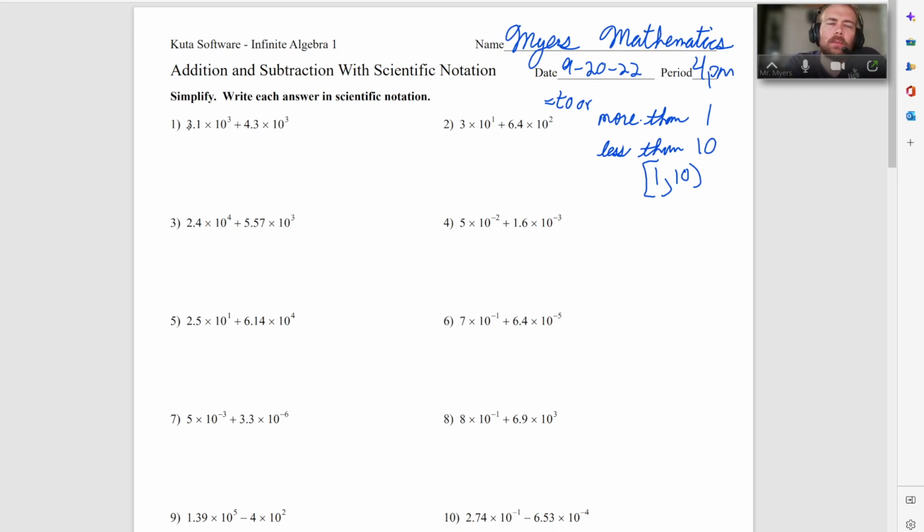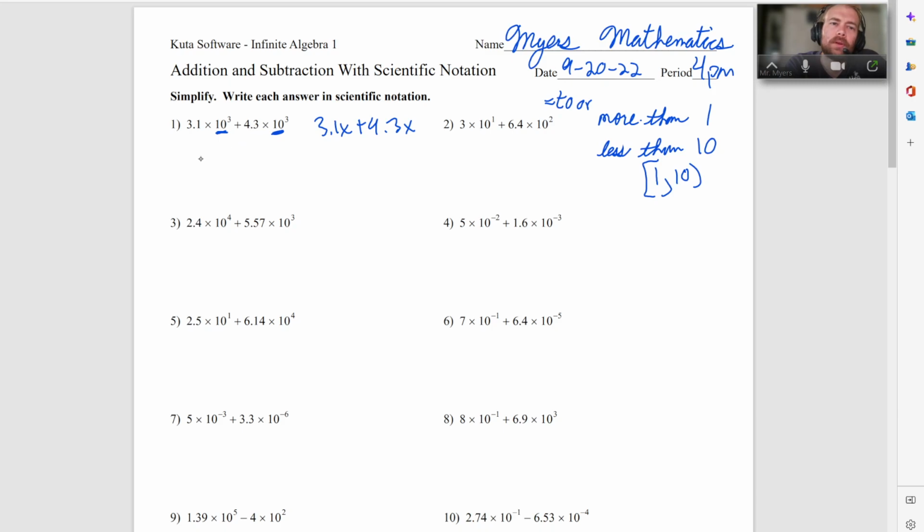When we're looking at these, here's how you can think about it. It would be like 3.1x plus 4.3x. I can add those because they have the same x. It's not x squared. It's not 3.1y plus 4.3x. It's not anything weird like that. They're both x, and they're both 10 to the third power. So I can add the numbers.